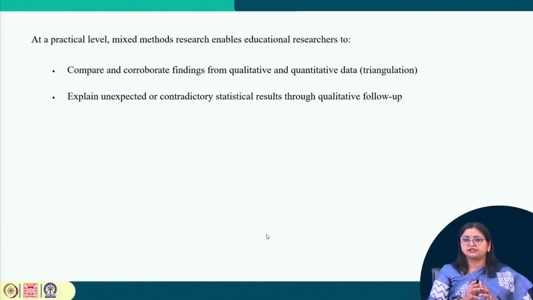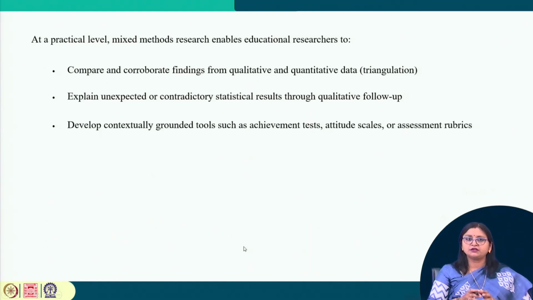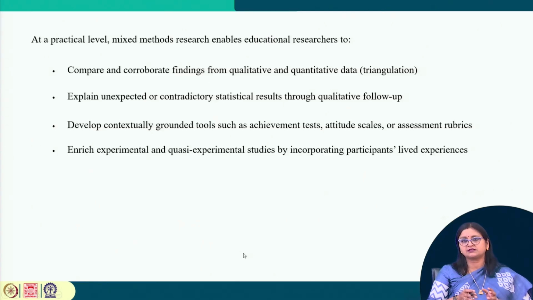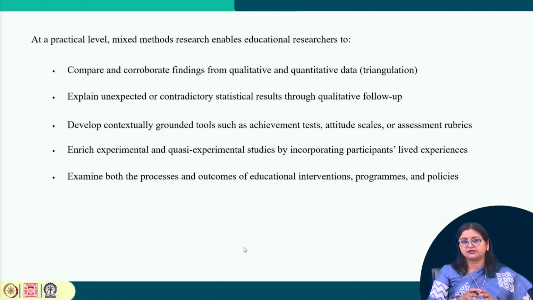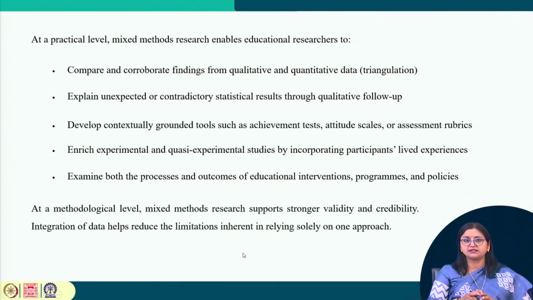Now, at a practical level, mixed method research enables educational researchers to compare and corroborate findings from qualitative and quantitative data. We call it triangulation. It can explain unexpected or contradictory statistical results through qualitative follow-up, and develop contextually grounded tools such as achievement tests, attitude scales or assessment rubrics. It can enrich experimental and quasi-experimental studies by incorporating participants' lived experiences, and examine both the processes and outcomes of educational interventions, programs and policies.